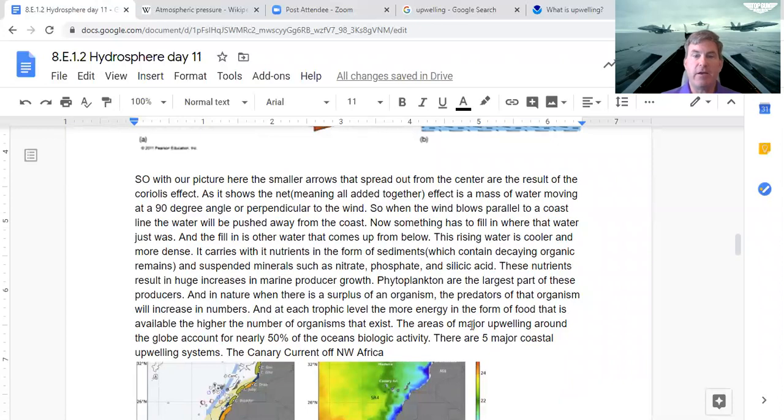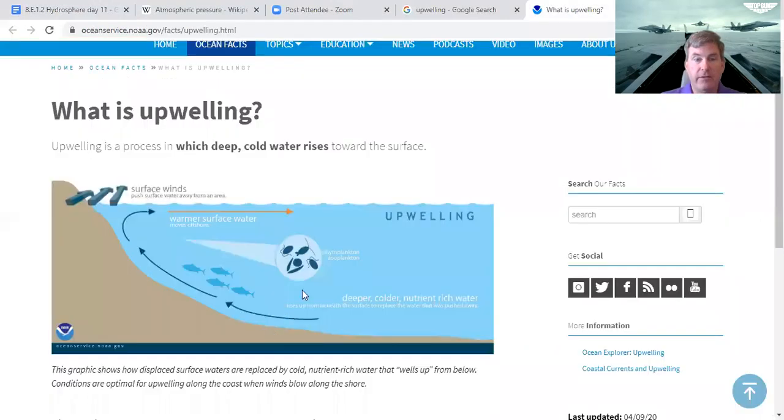The areas of major upwelling around the globe account for nearly 50% of the ocean's biologic activity. There are 5 major coastal upwelling systems. Now, I'm going to show you these, but you don't have to memorize these 5 systems. But you do have to memorize what an upwelling is.